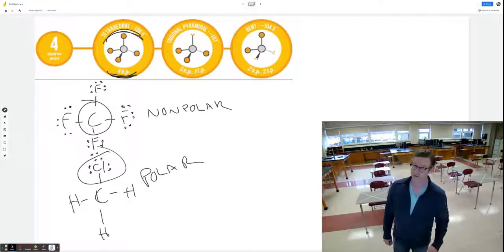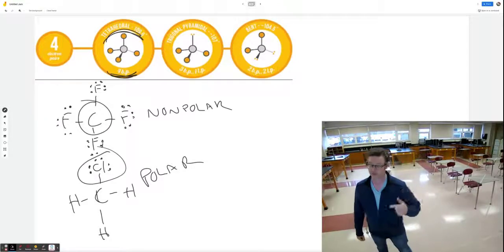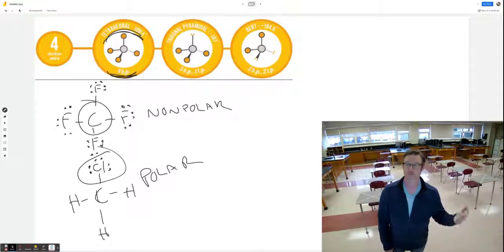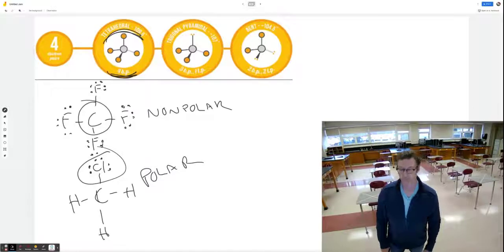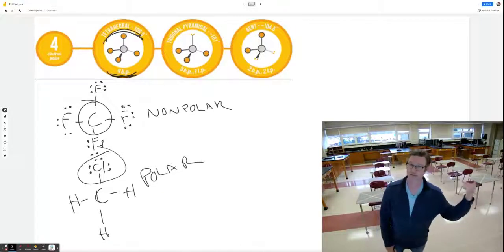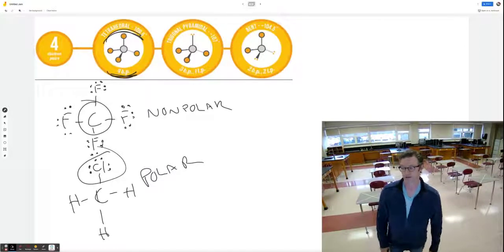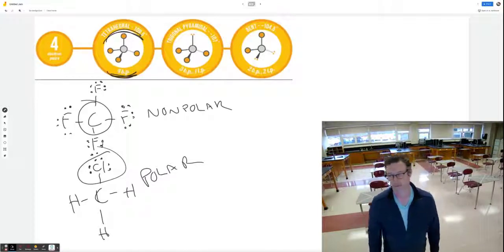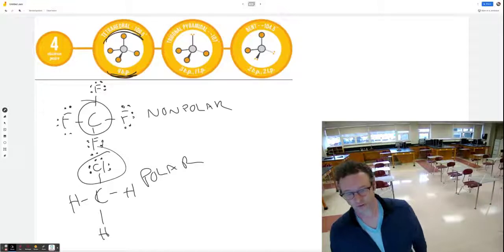If you answer yes to the first question, but yes to the second question, mark it polar. If it's yes to the first and no to the second, it's not polar. So again, this is not symmetrical. It's got one terminal atom that's different from all the others. Makes it polar.